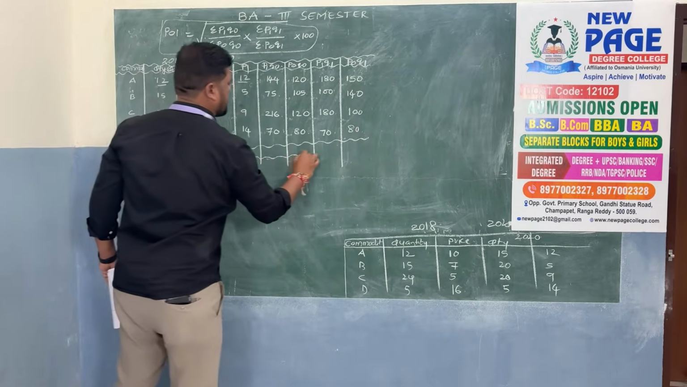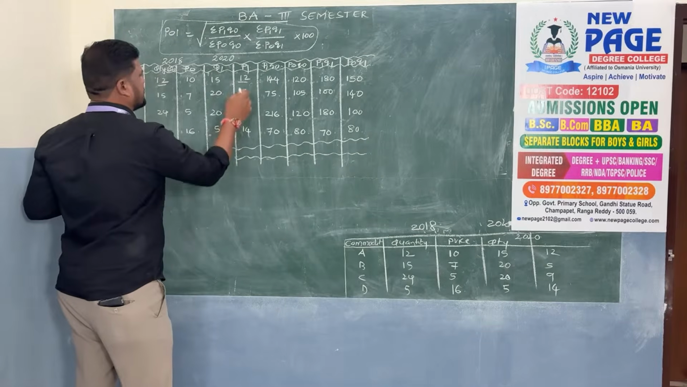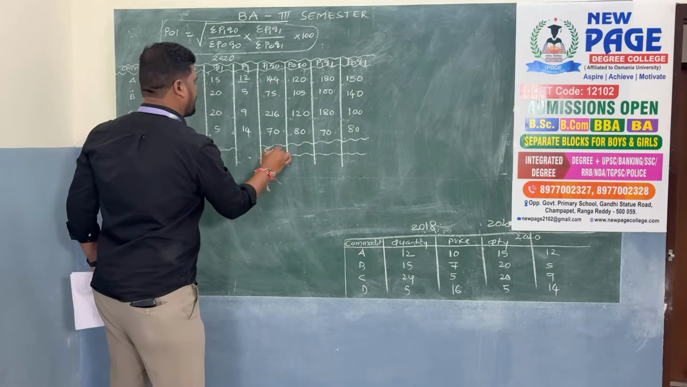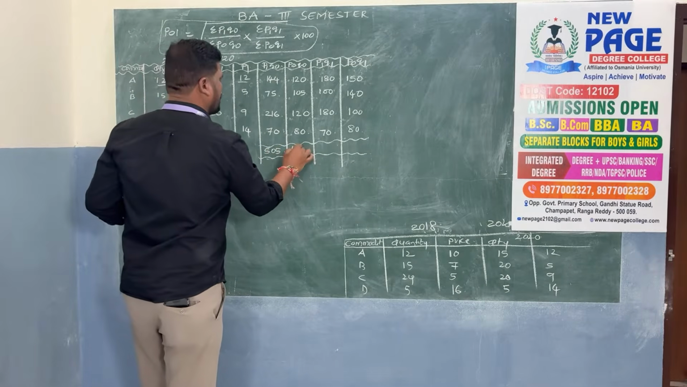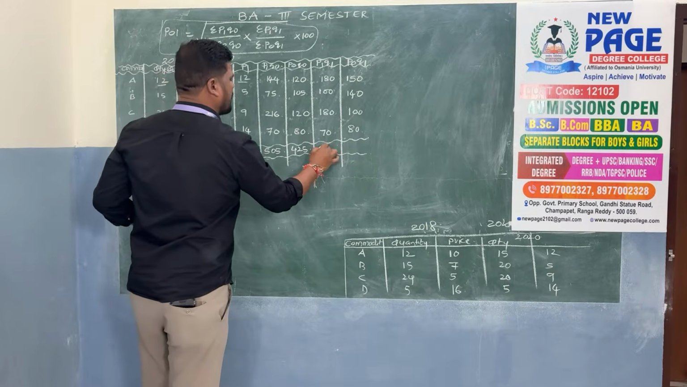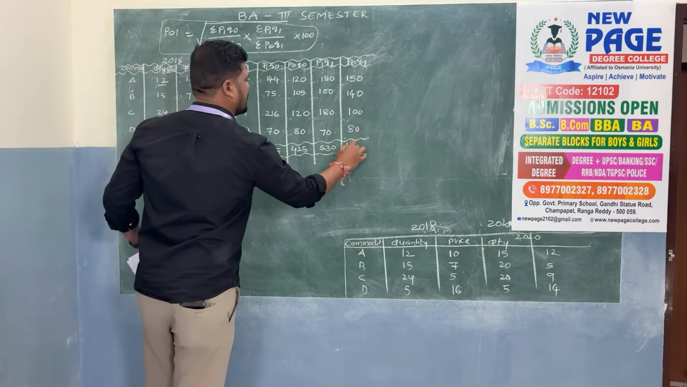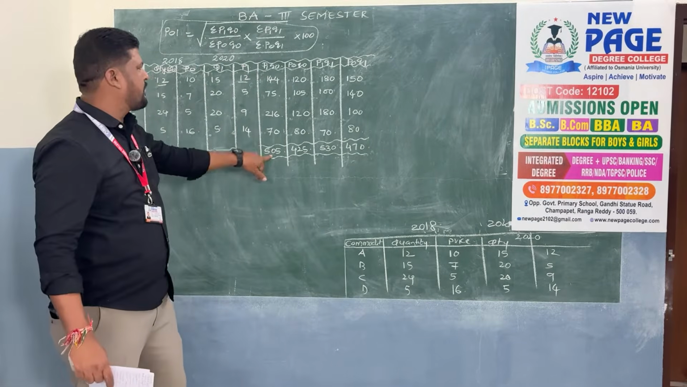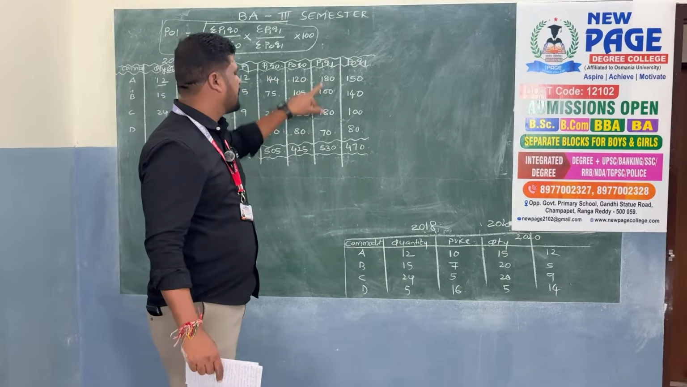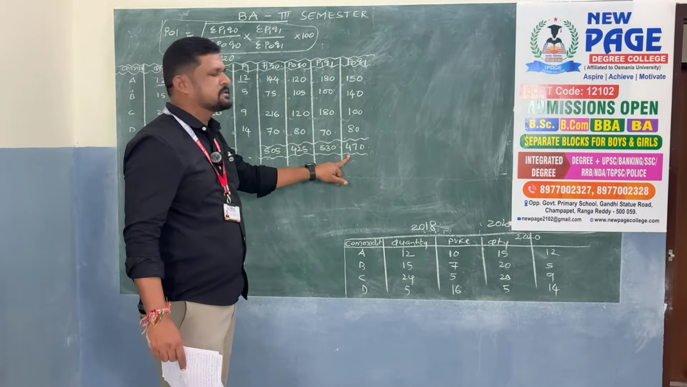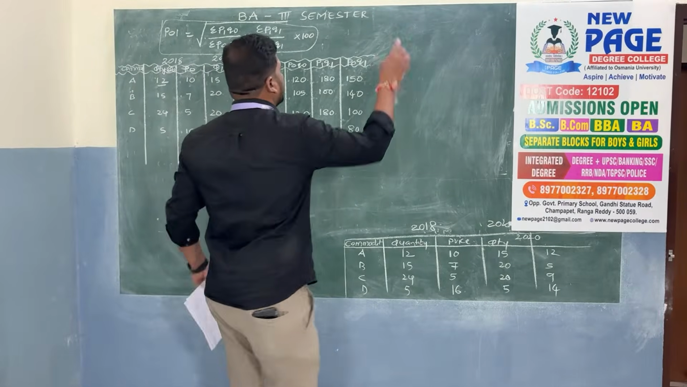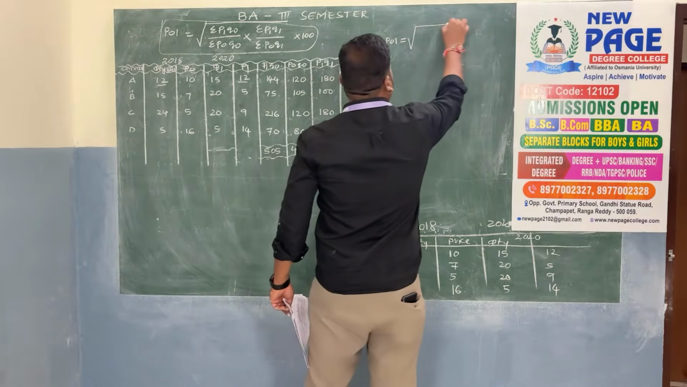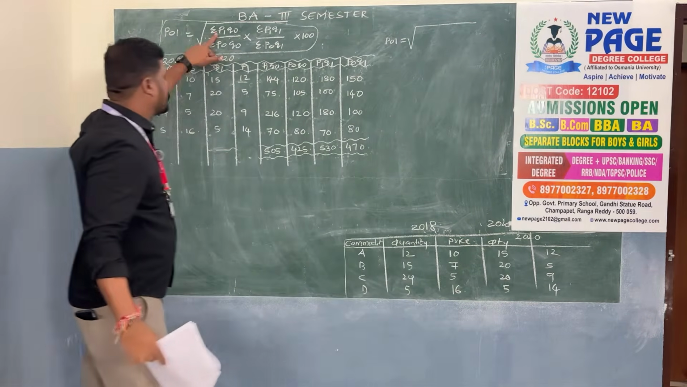Right? Total of the P1 Q0 is equal to 505, P0 Q0 is equal to 425, P1 Q1 is equal to 530 and P0 Q1 is equal to 470. Right?